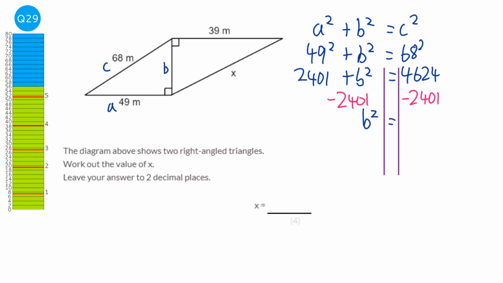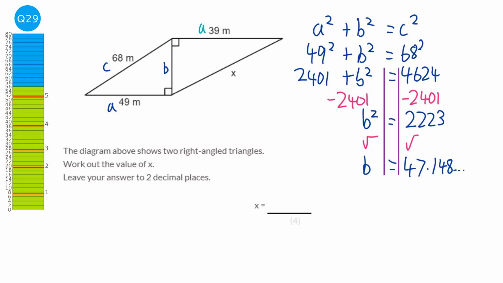So we've got b squared equals 2223. Then we're going to square root both sides, and we've got b equal to 47.148, and so on. Okay, we're now looking at the second diagram.